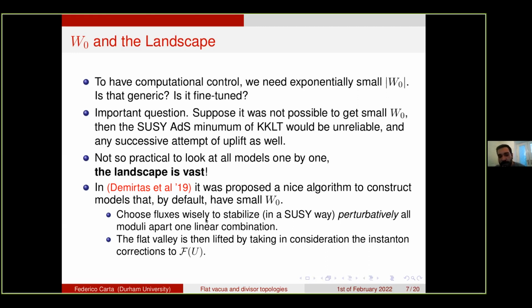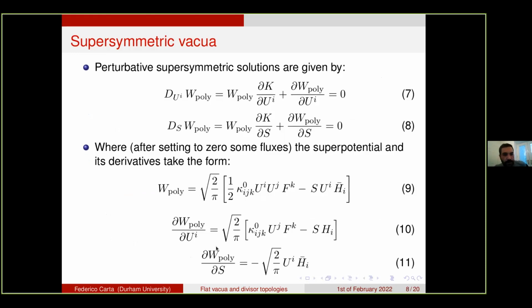First, one chooses fluxes wisely to stabilize in a supersymmetric way, perturbatively, all moduli apart from one linear combination. Step 2, the flat valley is then lifted by taking into consideration instanton corrections of the superpotential. Let me briefly recall how this works.